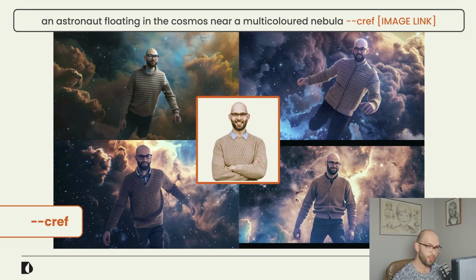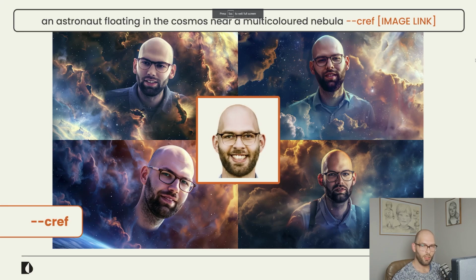Since the brown cable knit jersey is represented in our cref image, we can see that it comes through in our outputs. If your character has specific garments which are associated with them, this can be very useful. Our next test involved using a tightly cropped image of the face of our character, and the results, I'll let you be the judge for yourself.